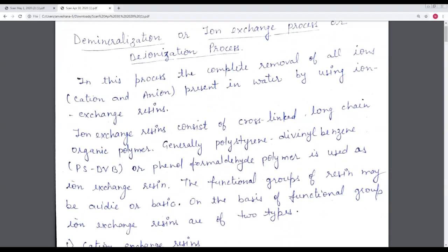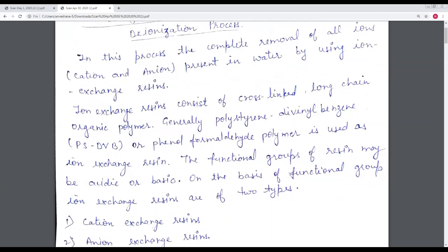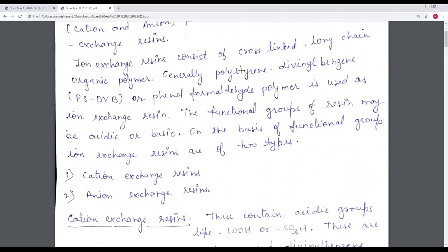In this process, there is complete removal of the ions. Ions means these may be cations or anions, which are already present in water. They can be removed by the ion exchange process. So in this process, we use an ion exchange resin, which is a cross-linked, long-chain organic polymer. Generally, polystyrene divinyl benzene is used as an ion exchange resin. The functional group of the resin may be acidic or basic.